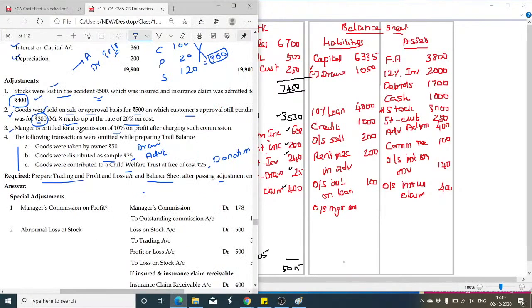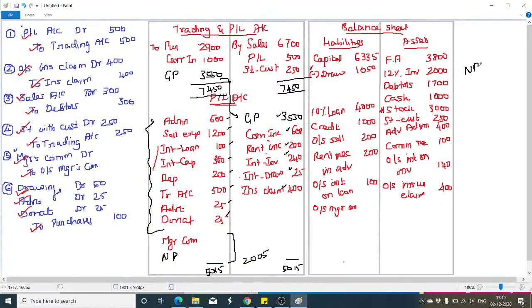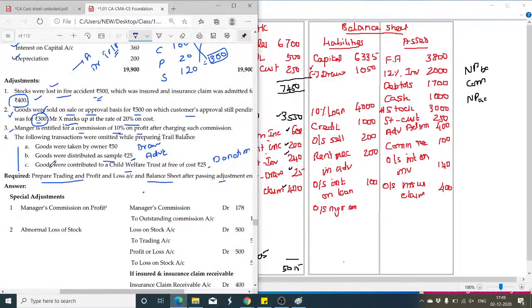Manager is entitled for a commission of 10% on profit after charging such commission. Assume that net profit is there and commission is also subtracted. This is net profit before commission. Okay, after that I am subtracting the commission, and whatever the thing balance is there, which is called net profit after commission. Here the statement is very clear.